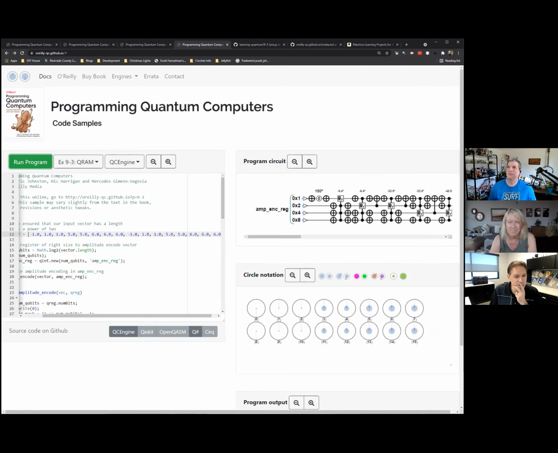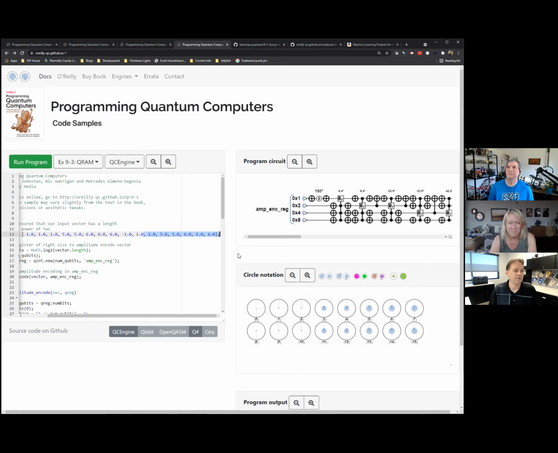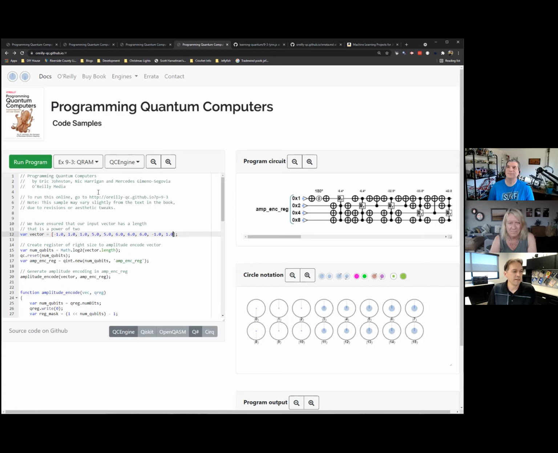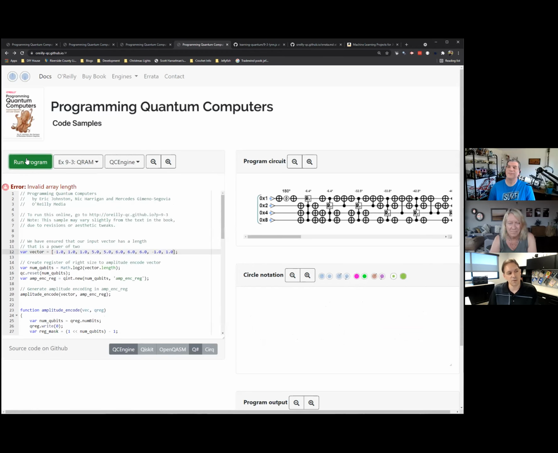So yeah, it actually does. That's interesting. But if I were to cut off only some of these, I'm assuming we'd have to have some sort of combination. So yeah, it says invalid array length. I do like how it's adding the number of qubits based on the math log 2 of the length.